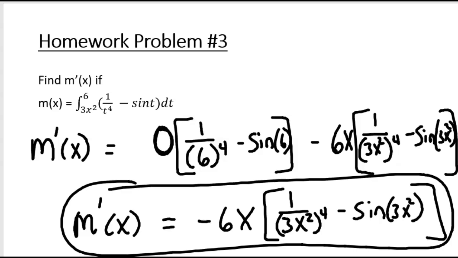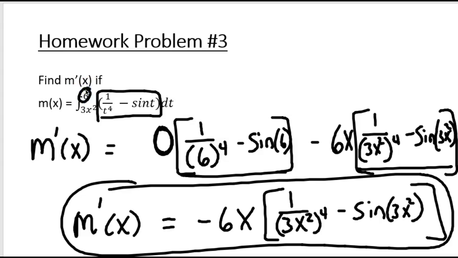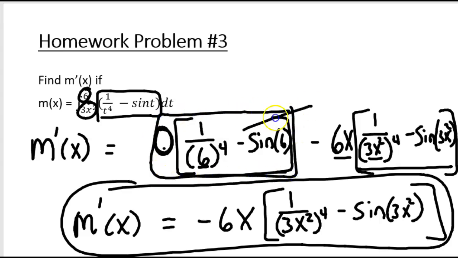Okay, so here's the answer to homework problem number 3. So I started by rewriting the function twice, once here and once here. For the left, I plugged in 6 where the t was, and for the right, I plugged in 3x squared where the t was. And then I multiplied by the derivatives of those things. So the derivative of 6 is 0, and the derivative of 3x squared is 6x. Now this whole piece here goes away because you're multiplying it by 0, so it leaves you with a negative 6x being multiplied by everything you see in the brackets there.